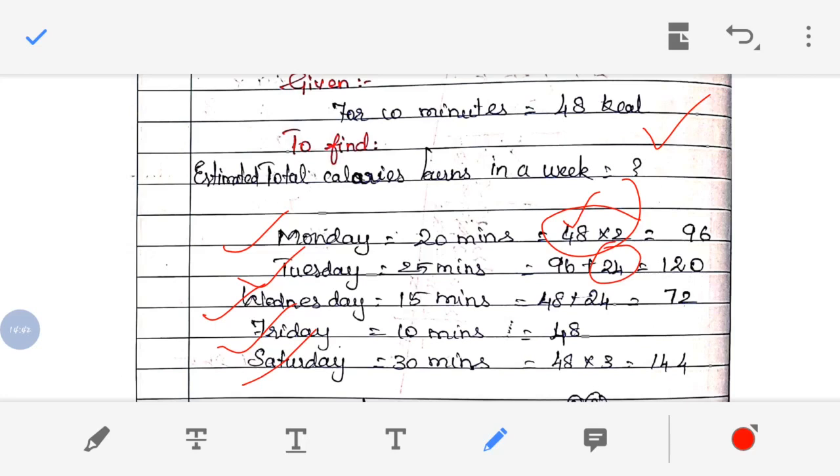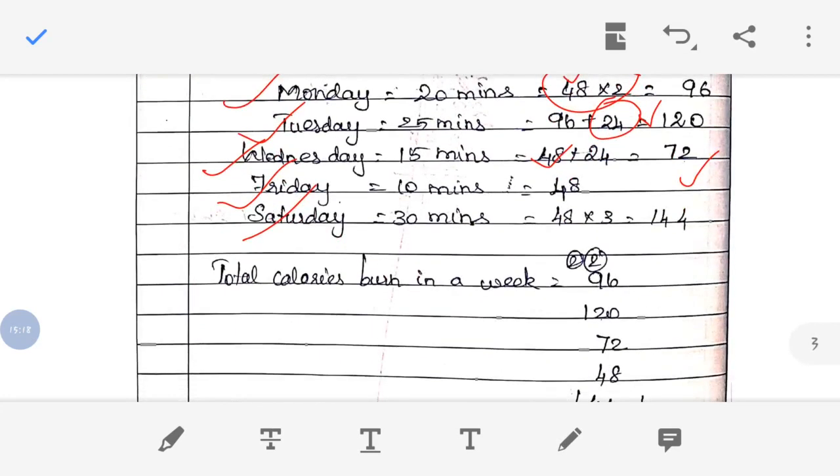Okay. For Wednesday, it is 15 minutes. We know that for 10 minutes he burnt 48 kilocalories, and for 5 minutes the value is 24 kilocalories, which we already found. So 48 plus 24, the answer is 72. And on Friday, he swam for 10 minutes, so the data is already given and we have simply written it. Then Saturday, 30 minutes. 30 minutes means 10 into 3. For 10 minutes, how many kilocalories? 48. So 48 into 3 we will get for 30 minutes. Likewise, we found the answer.